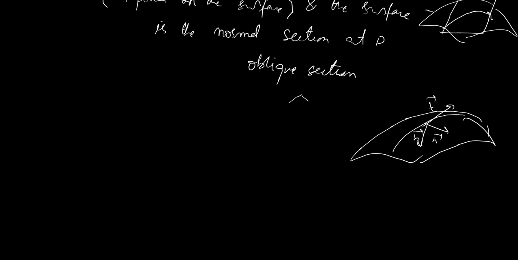And if it is a normal section, then n must be parallel to N. Now we make a convention. Both of them are vectors of magnitude 1 and they are parallel. So that means n can be either plus N or minus N.